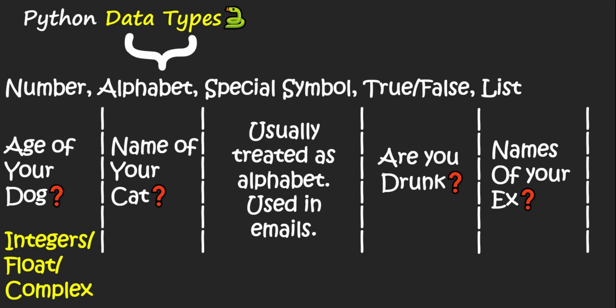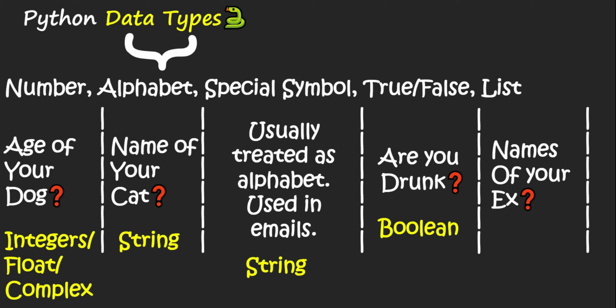So alphabet is not called alphabet, it is called a string in Python. And as I've told you, special symbols are treated as an alphabet, so even they are called strings in Python. And true or false is called Boolean. So a Boolean can be either true or false.